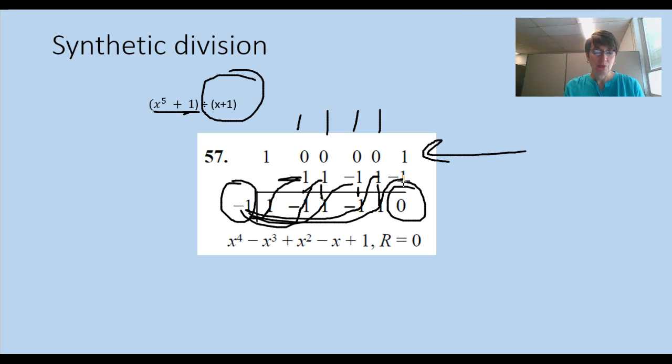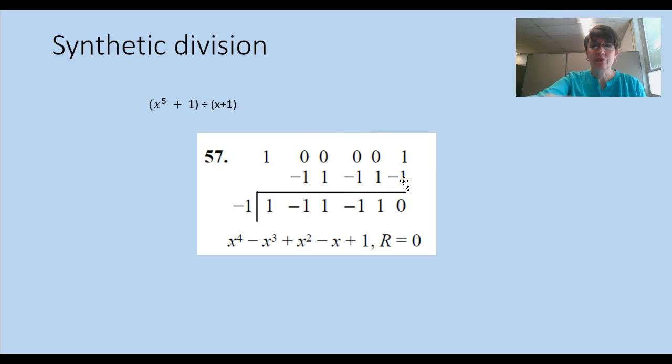The answer is read, let's see if I can erase the scribbles, by looking at these 1s and 0s that I have left down here. This is my answer right here. And it shows up with the x's right there. So I have x to the 4th and a negative x to the 3rd. That goes down to that, that. Hopefully you can see how that is a correlation. And I have no remainder.